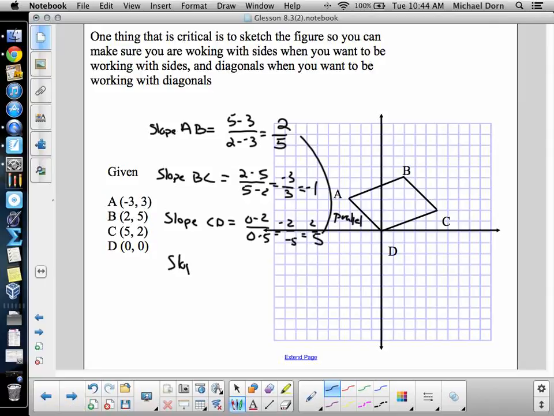Find the slope of DA, which would be 3 minus 0 over negative 3 minus 0, which is 3 over negative 3, which is negative 1. Aha, these are parallel. So, both pairs of opposite sides parallel, must be a parallelogram. That's proven.